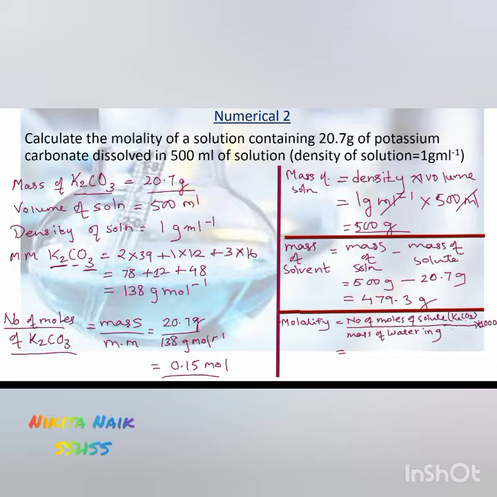And hence we can find out molality of the solution, which will be equal to number of moles of solute upon mass of water in gram into 1000. So this is equal to 0.15 mole upon 479.3 gram into 1000, and we are getting here answer is 0.313 mole per kg, or we can say it as 0.313 molal, that is small m.